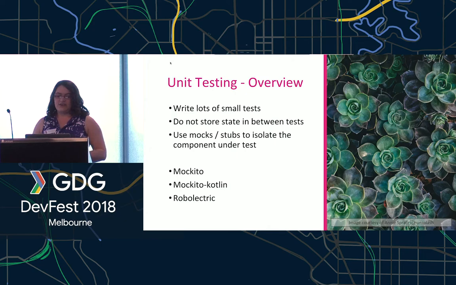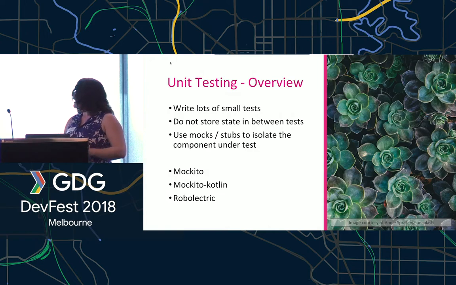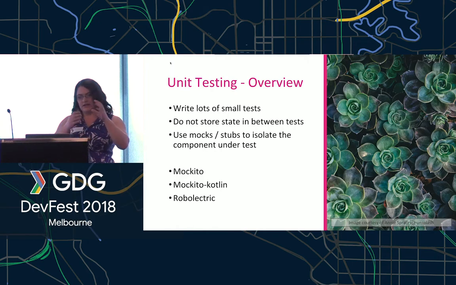So unit testing in Kotlin, there's a few basics. You want to write lots of small tests. You really shouldn't store any state in between your tests. That's just standard testing practice. That means that if you run just one test or all of the tests, they're going to behave the same way. That's very important. And you want to use mocks or stubs to isolate the class under test.